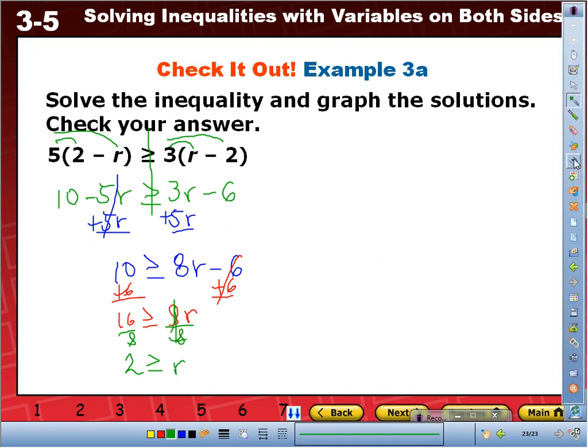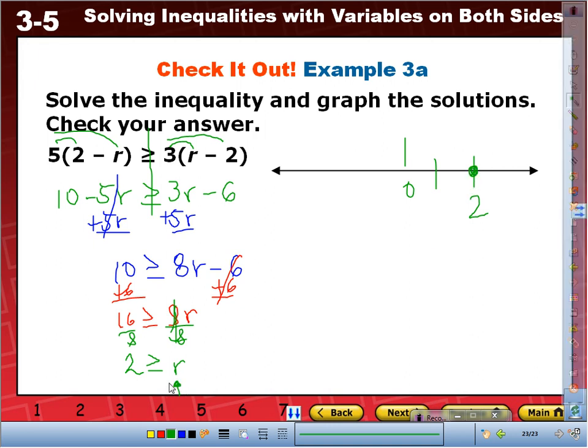Okay, let's see the graph. Here's my graph. 0, 2. Does it include the point? Yes. So think about it. What numbers can I substitute here to make it true, where 2 is greater than that number? 2 is greater than which numbers? Everything to the left. And my solution set is all numbers r such that r is less than or equal to 2.